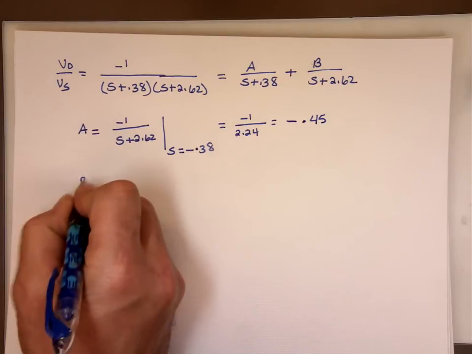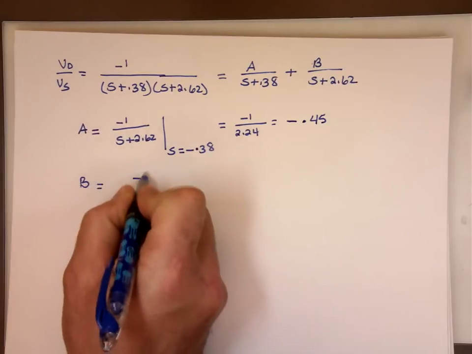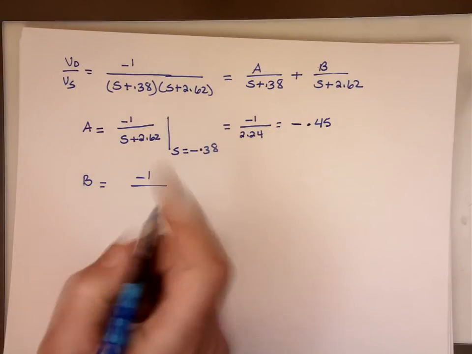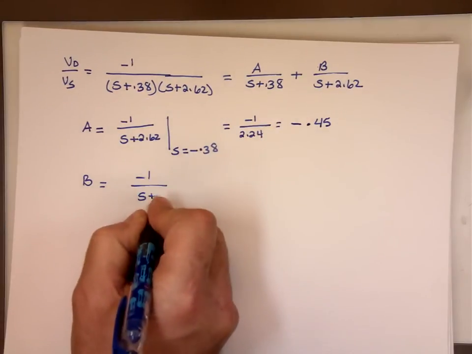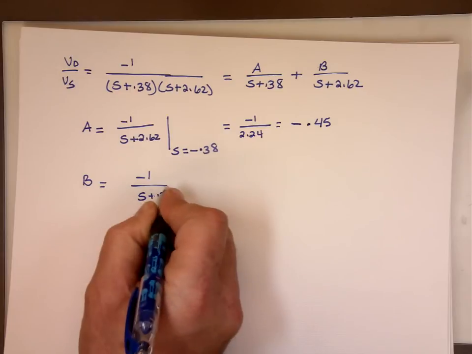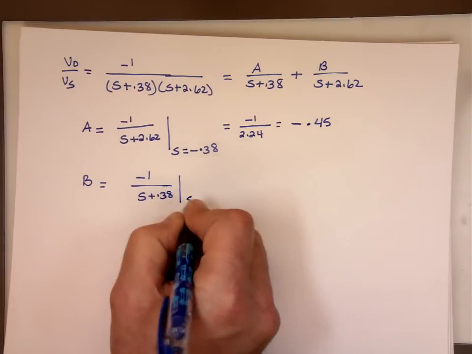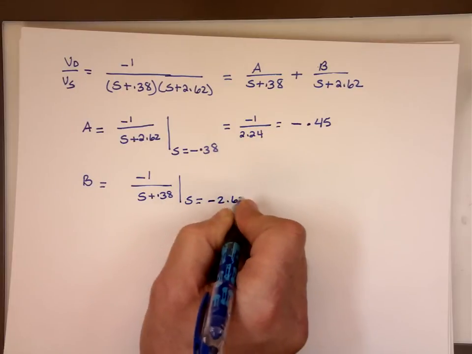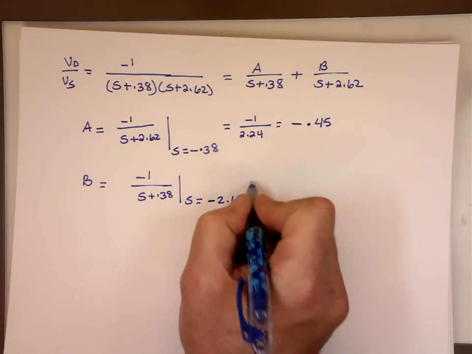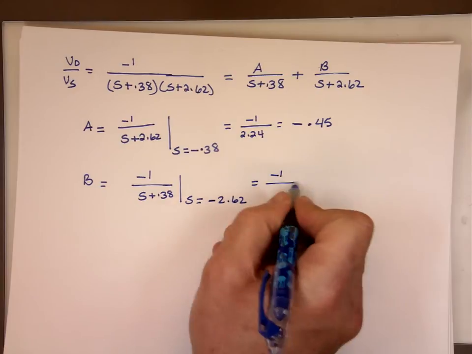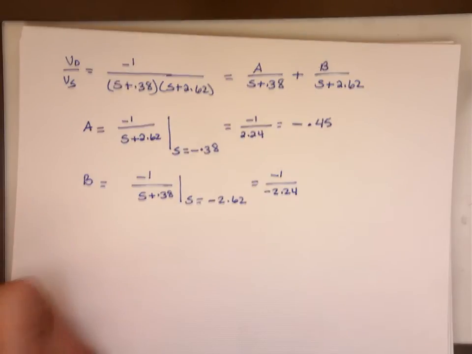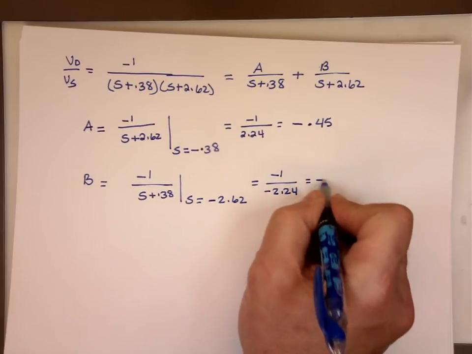B equals -1. B is sitting on top of S plus 2.62, so this piece is gone. When S equals what? Negative 2.62. I'm assuming the bottom is going to be negative 2.24 here, right? Which is positive 0.45.